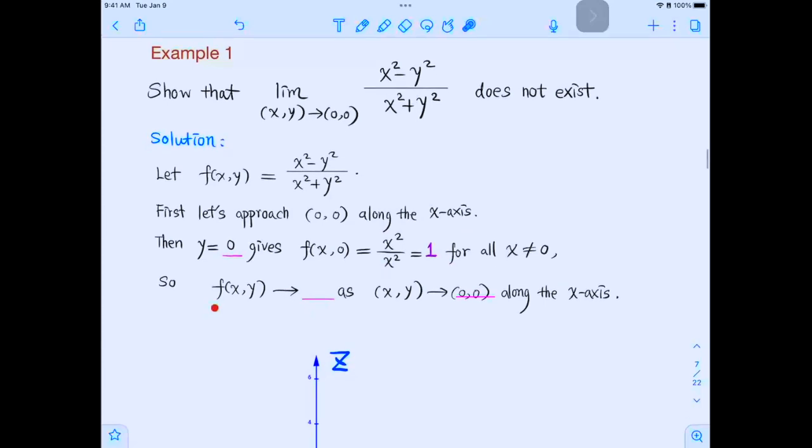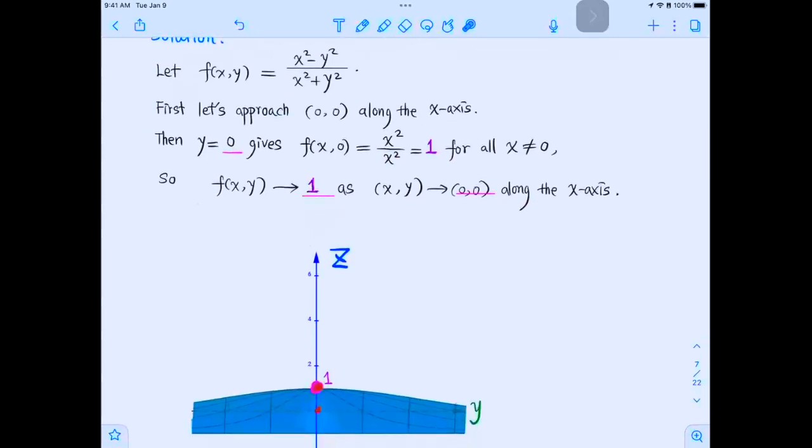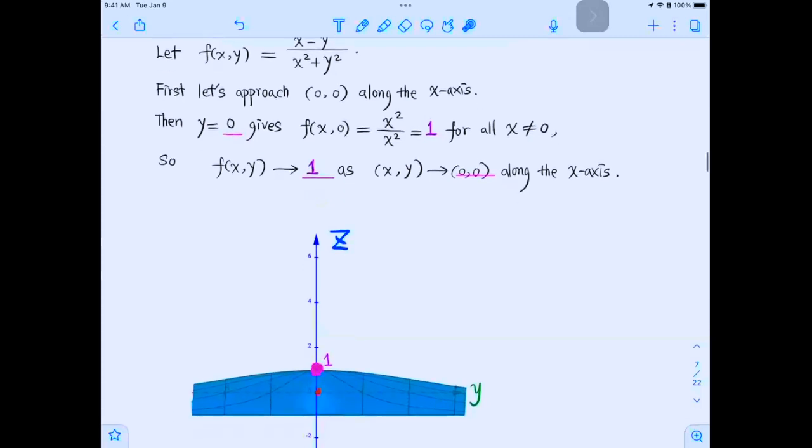Therefore, f of (x, y) approaches 1 as (x, y) approaches (0, 0) along the x-axis, because the function value is always 1 along the x-axis. So that should be 1 over here. Along the x-axis it is always 1 right here. So that is one path. You approach (0, 0) along the x-axis.